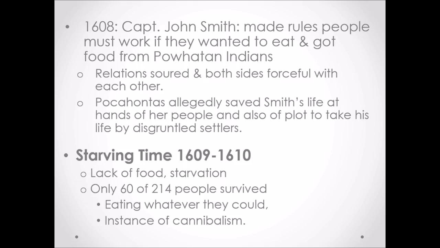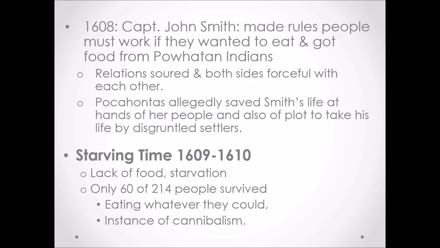So you have some raids going on in Jamestown, in both directions really. And John Smith is allegedly captured by these Native Americans, and what happens, at least according to John Smith, is that Pocahontas allegedly saves Smith's life at the hands of her people when he's about to be killed. Smith says anyway that she jumps in front of him and puts her body on top of his, and ultimately saves his life. Her father, Chief Powhatan, takes pity on him at that point and sends him back to Jamestown.